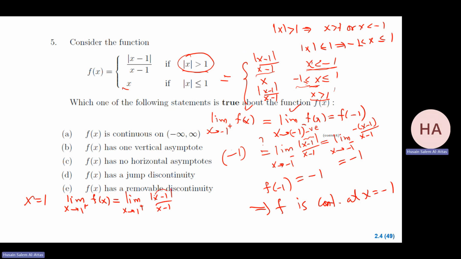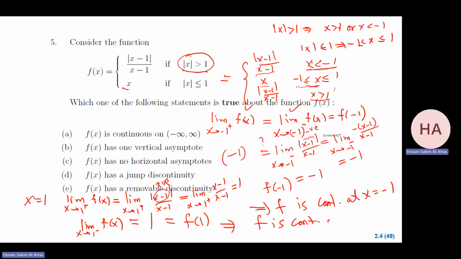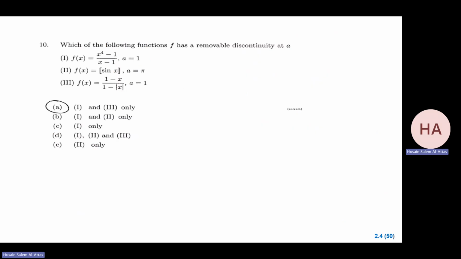Now if I put 1 from right, this will be positive, so it will be the same out. I'll take it as is. And the answer is 1. What is the limit as it goes to 1 from left? From left, I will be here. That will be 1. So they are the same, and it's equal to f at 1. So the same thing, f is continuous at x equal 1. So it's continuous everywhere, yes, in the full interval.